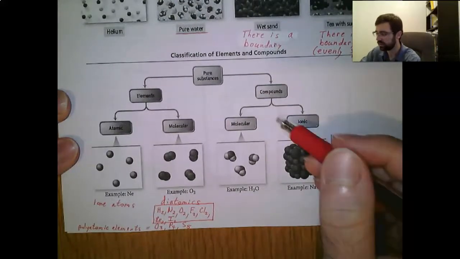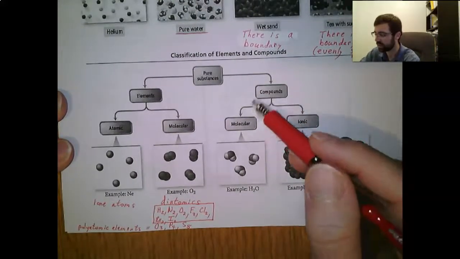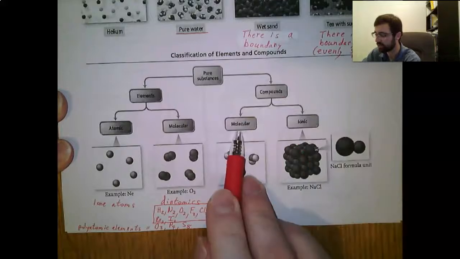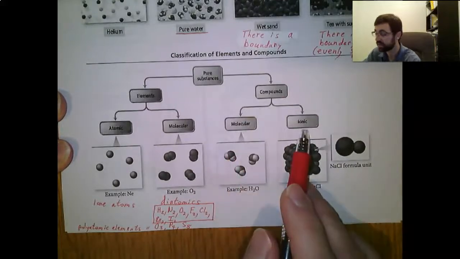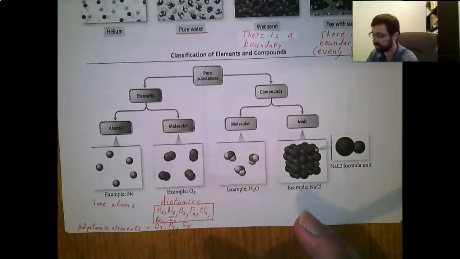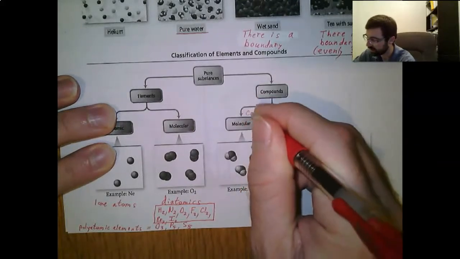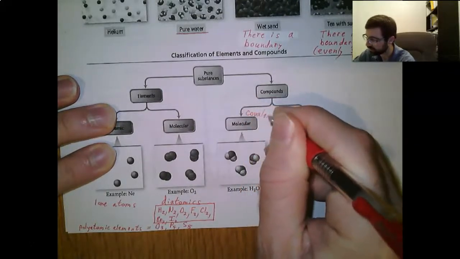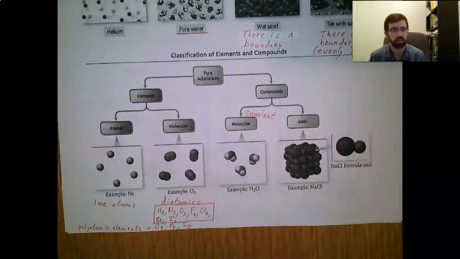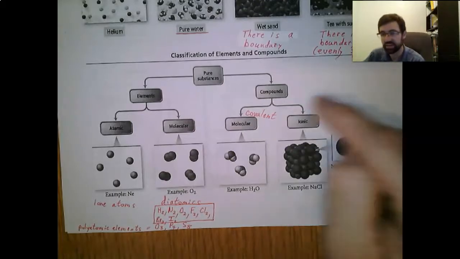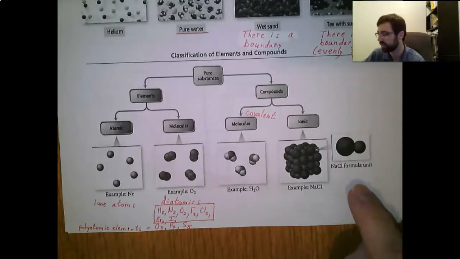Okay. Over here on the right hand side, when we're talking about compounds, we could have a molecular compound or an ionic compound. There's another word for molecular that you've learned, and it's covalent. Okay, so you can write the word covalent right here. A molecular compound has covalent bonds. An ionic compound forms not molecules but formula units. That's a key term that you want to make sure that you know.